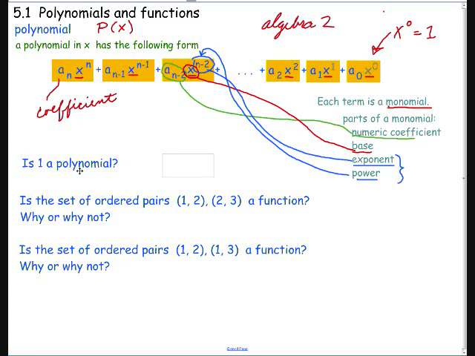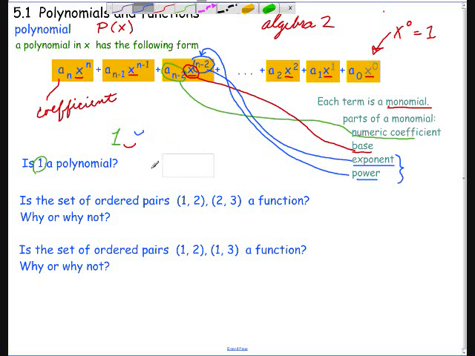Is 1 a polynomial? Well, it is, provided it has a numeric coefficient. Well, that clearly is there, isn't it? So we've got the 1. That's a numeric coefficient. But we need a base. And we need an exponent.